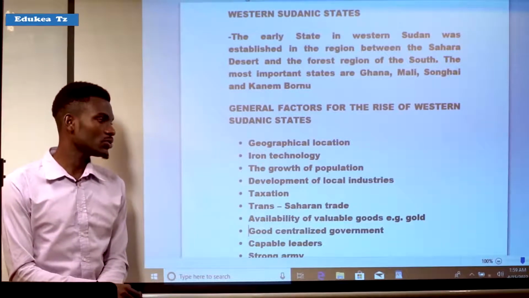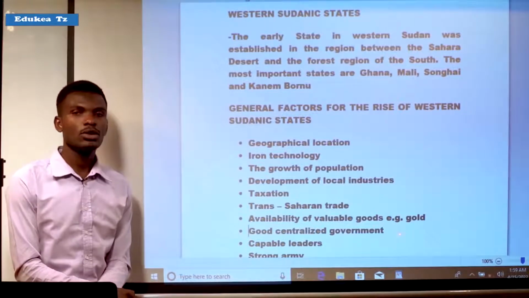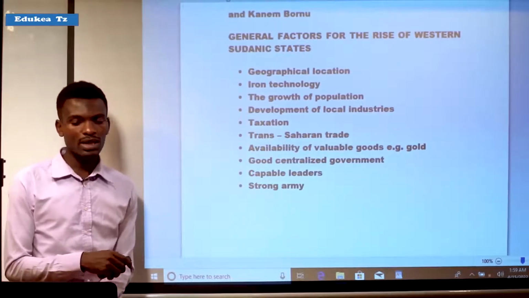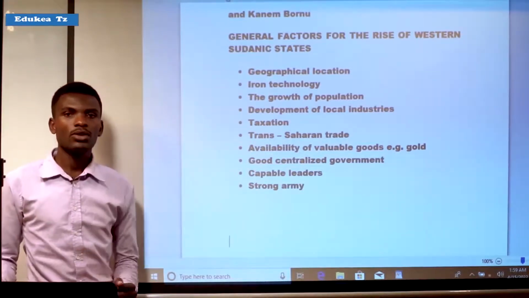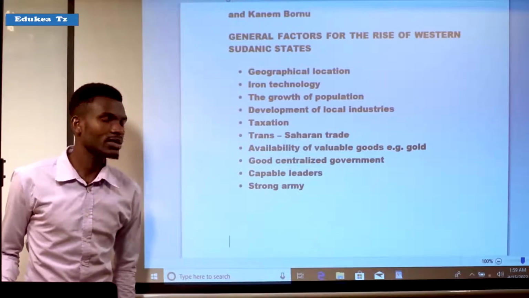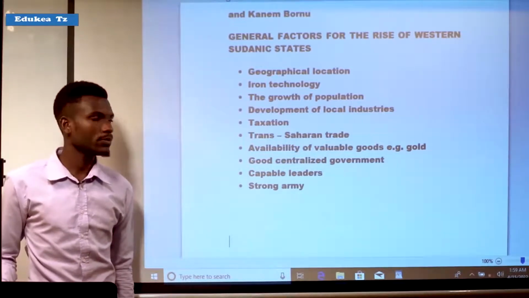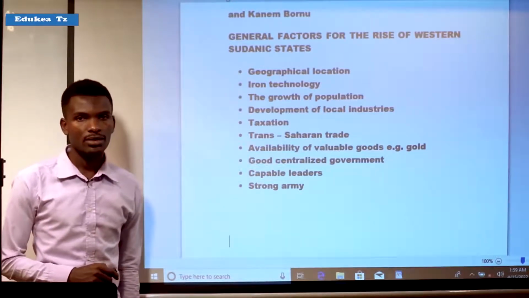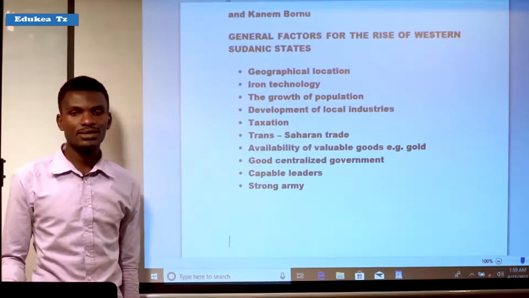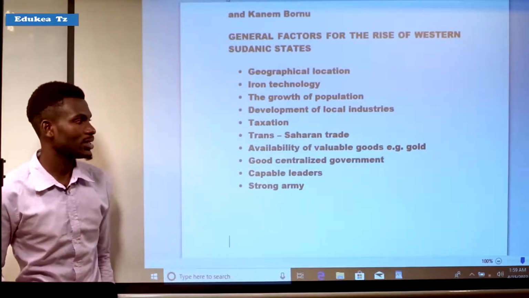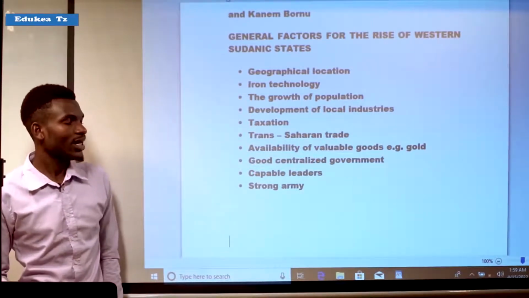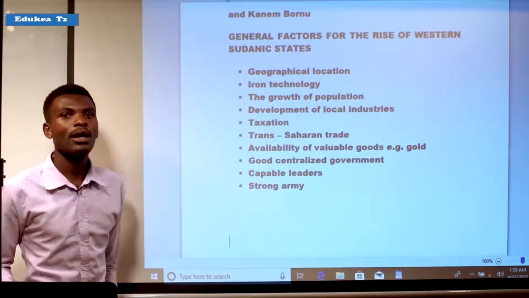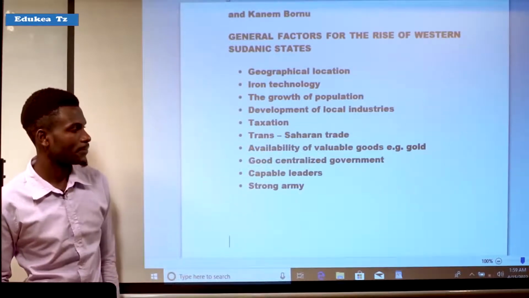Another was availability of valuable goods like gold. Also, there was good centralized government. It means that those states had a good centralized government or strong leadership. But also capable leaders were there. So there were strong leaders in those Western Sudanic states like Sundiata Keita, Mansa Kankan Musa of Mali, and Askia Mohammed of Songhai.